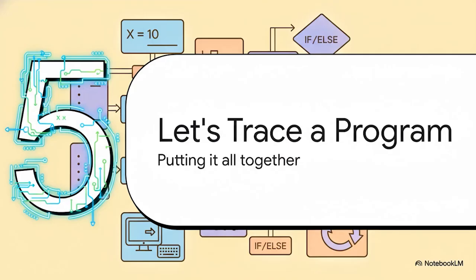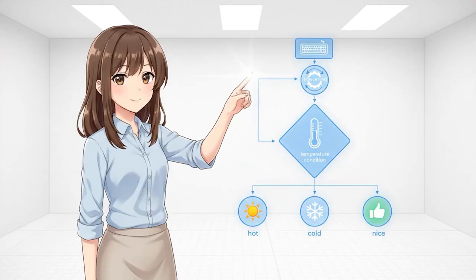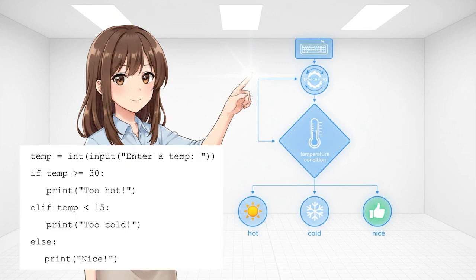Trust me. Okay, the moment of truth. We've learned about variables, talking to the user, making decisions, and repeating things. So let's trace a complete program and see how all of these pieces work together. So here it is, our little program. All it does is ask the user for a temperature, and then based on that number, it decides what message to print. As you look at it, see if you can spot the things we just talked about.